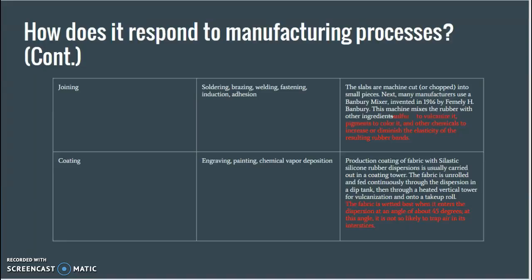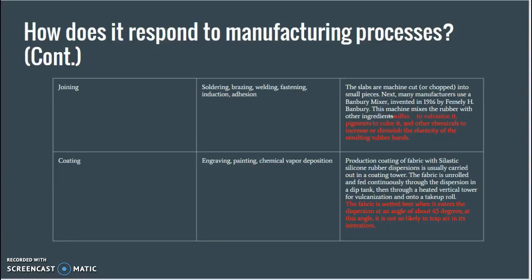Next, many manufacturers use a Banbury mixer, invented in 1916 by Fernley H. Banbury. This machine mixes the rubber with other ingredients. Challenges of this process begin when you take sulfur to vulcanize it, pigments to color it, and other chemicals to increase or diminish the elasticity of the resulting rubber bands.